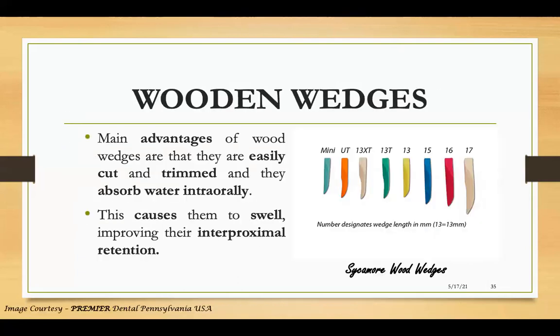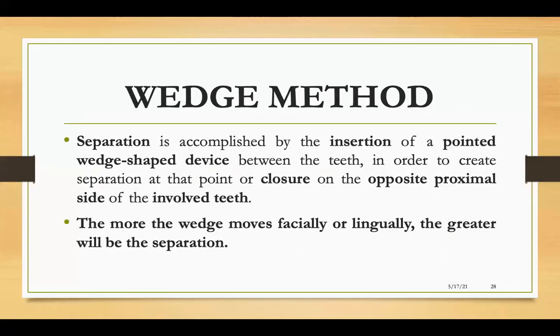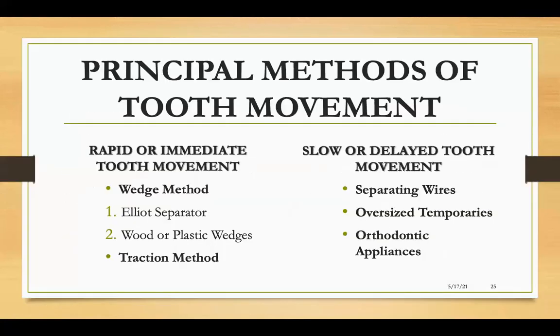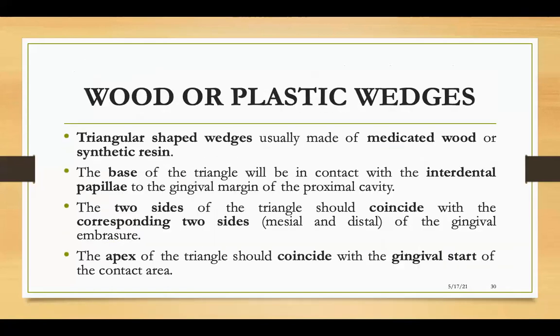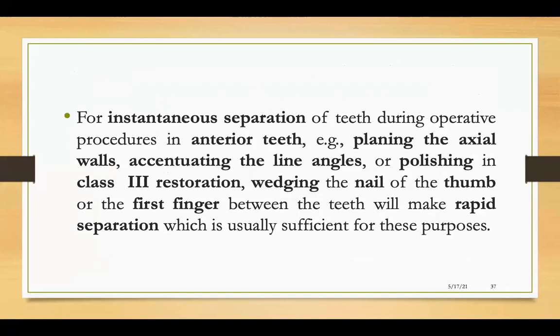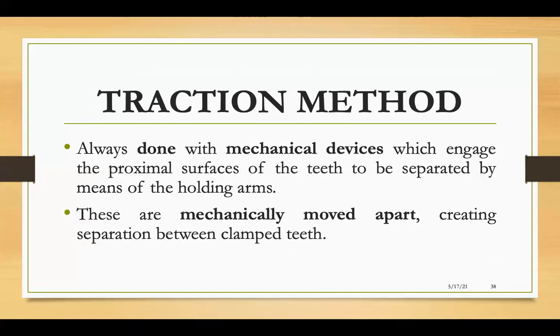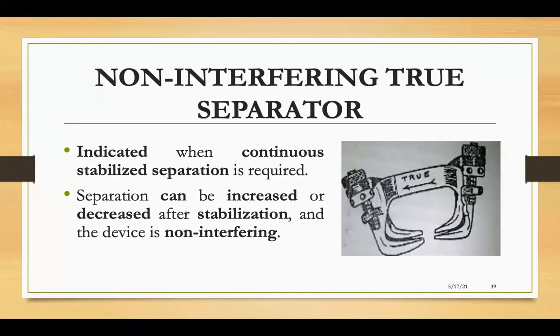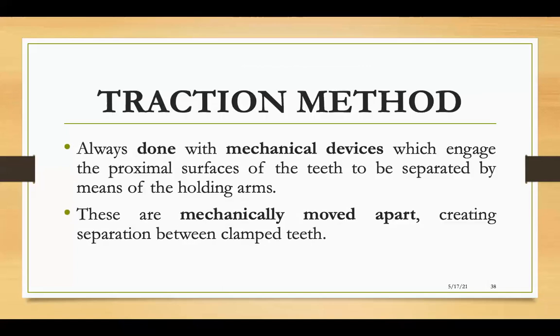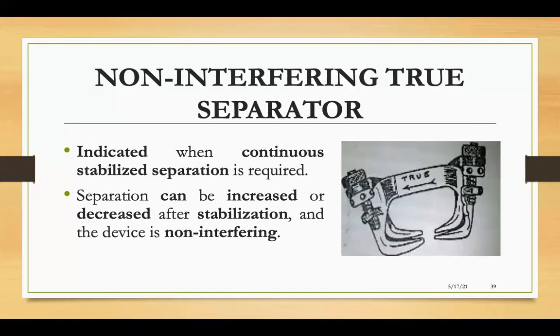Next is traction method, as we just discussed. What was traction method? Let me just clarify again. Traction was the next method for your rapid or immediate tooth movement. We'll quickly go through the traction method. In traction, it is always done with mechanical devices which engage the proximal surfaces of teeth to be separated by means of holding arms. These are mechanically moved apart, creating separation between clamped teeth. These are the methods with which you can perform a traction.